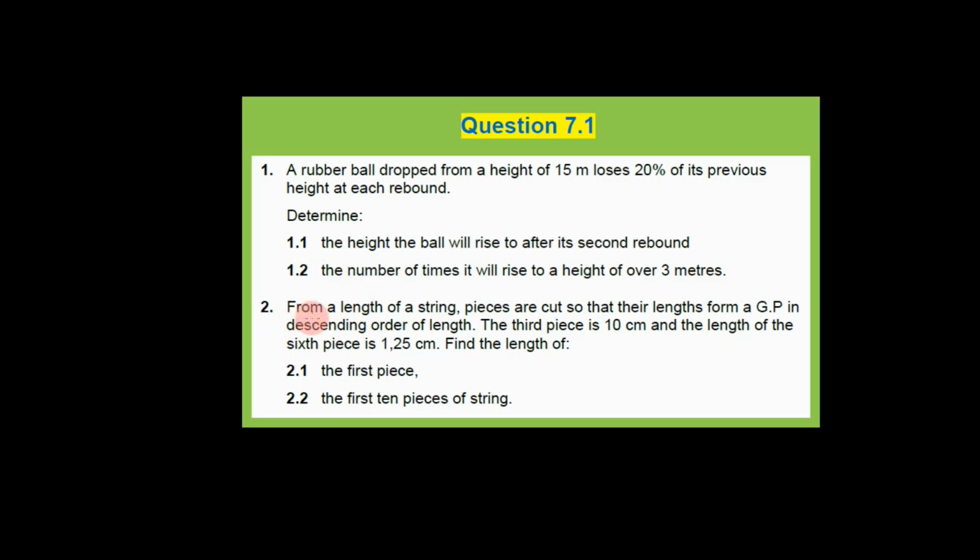So in number 2 it says, from a length of string, pieces are cut so that the lengths form a GP in descending order of length. The third piece is 10 centimeters and the length of the sixth piece is 1,25 centimeters. And in 2.1, we have to find the length of the first piece. We're going to start by writing down the GP.